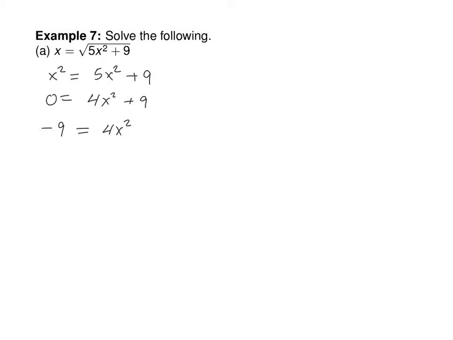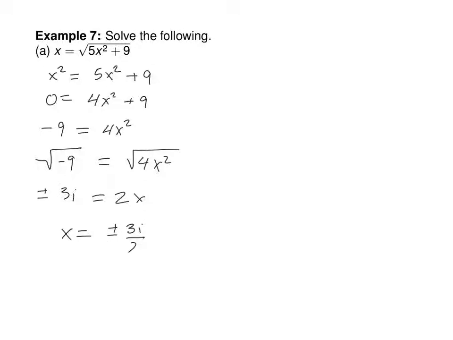Now, do you want to divide by 4, or do you want to take a square root? Square root. Okay, so square root both sides. When you do that, what are you going to have to introduce? I. So we'll say plus or minus 3i equals 2x. Does that make sense? So x equals technically plus or minus 3i over 2.